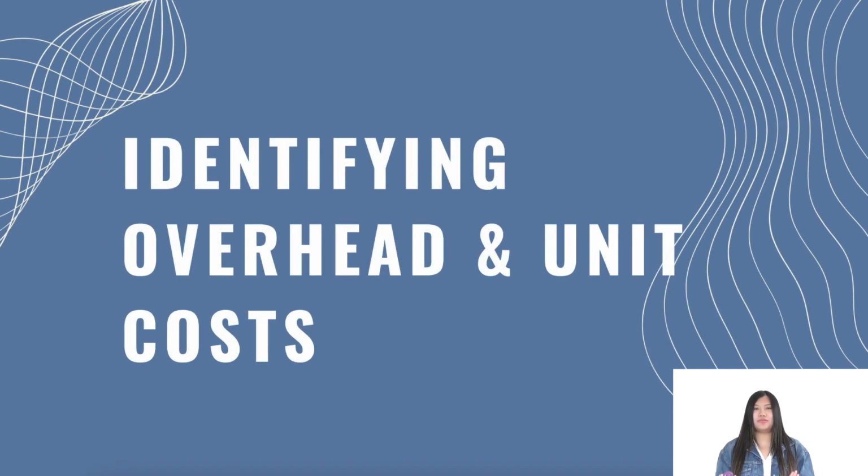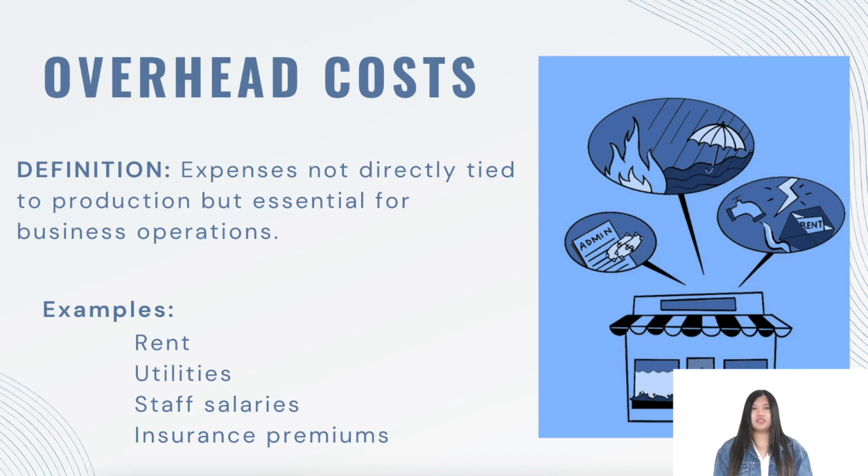Right now we're going to talk about identifying overhead and unit costs. Let's start with the overhead. What is overhead cost? Overhead cost is expense not directly tied to production, but essential for business operations. Examples include rent, utilities, salaries for administrative staff, and insurance premiums. Those are great examples.